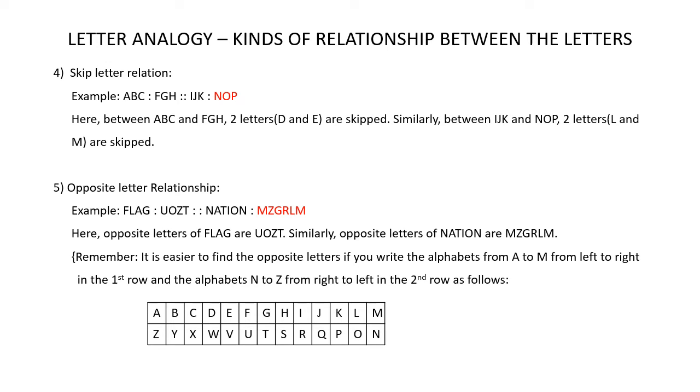Now, you have to remember that it's easier to find the opposite letters if you write the alphabets from A to M from left to right in the first row. Then in the second row, write the alphabets from N to Z, from right to left. Then it's easy to find the opposite letters of the alphabets. For example, the opposite letter of A is Z, the opposite letter of G is T, the opposite letter of L is O, the opposite letter of U is F, and so on.